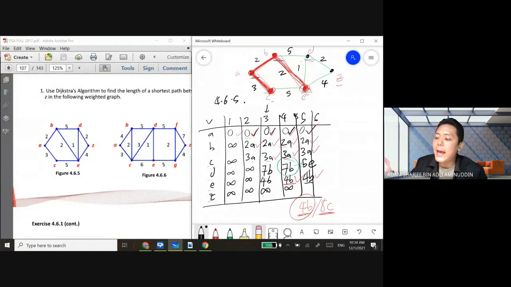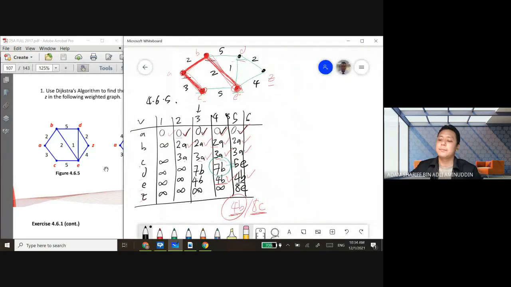And Z, we only have one choice from E right now because D is not chosen yet. E is 4 plus 4, it will be 8E. Patut bagi besar. Alright. Now we already 5E and 8E here. Daripada dua ni kita pilih yang lebih paling pendek ialah 5E. We choose vertex D which comes from E. Mana dia? Saya update sini.